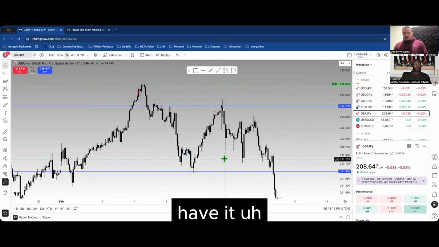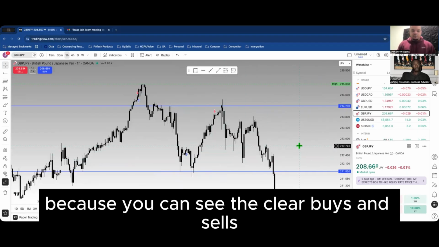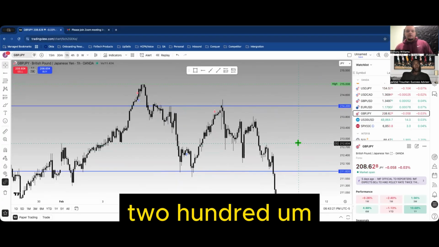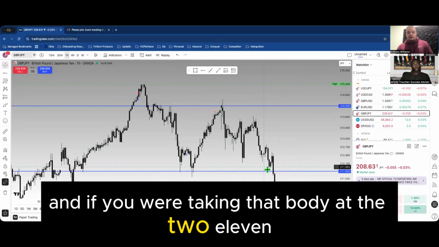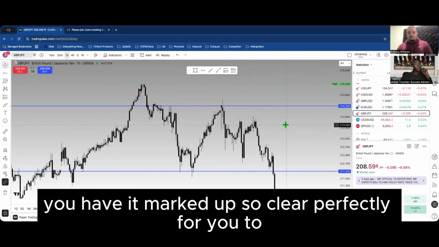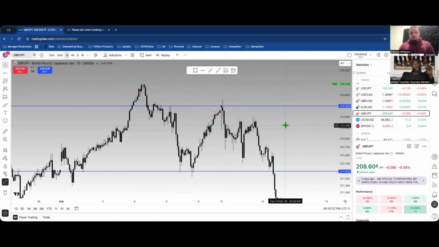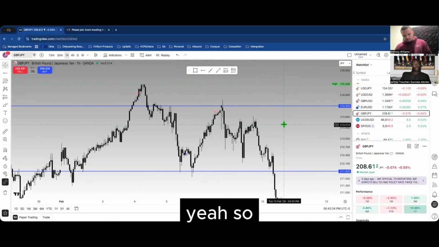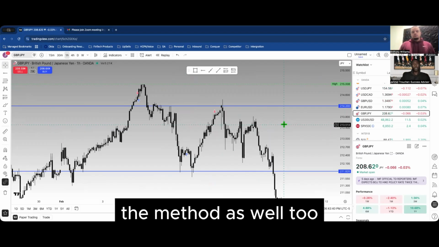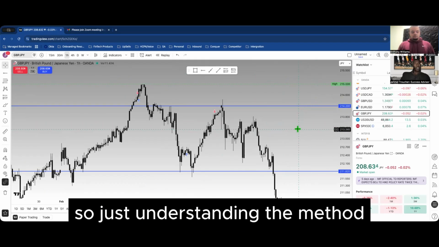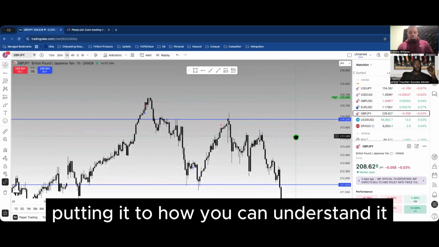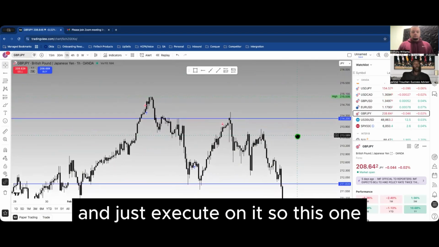I like how you have it all marked up, because you can see the clear buys and sells. Like if you were taking a sell at the 214 200, that looks nice and clear. And if you were taking that buy at the 211, you have it marked up so clearly, perfectly for you to execute the clear buy. That's what I kind of understand from the method as well: understanding the method and then putting it to how you can understand it and just execute on it.